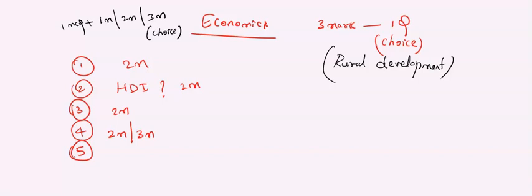Per capita income is being used as an indicator of development instead of national income, full stop. Why? Question mark. 2 marks. Next question.